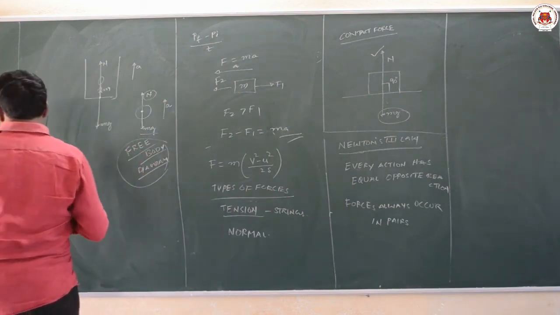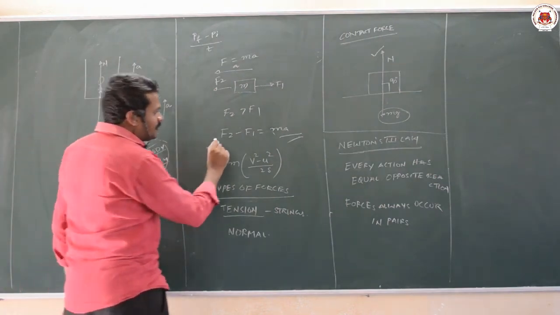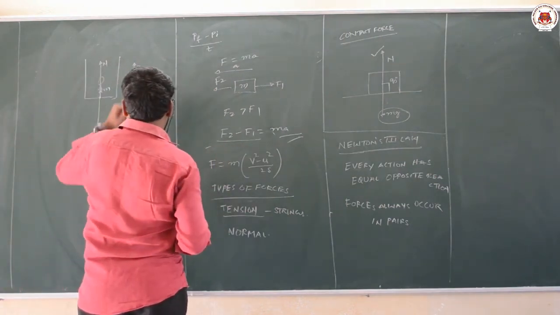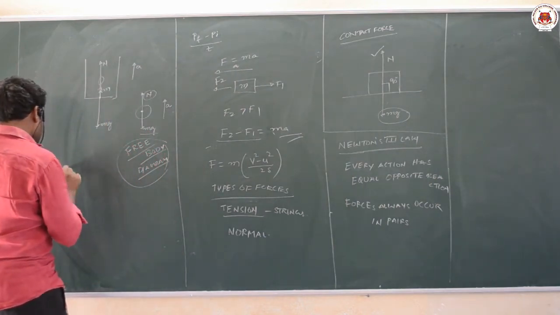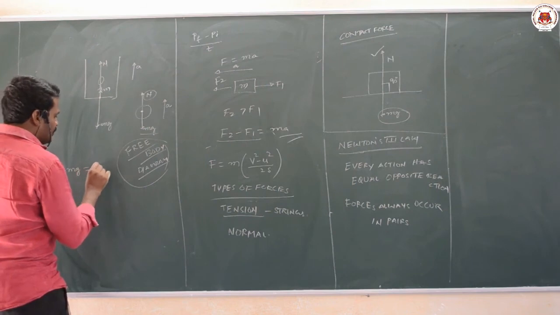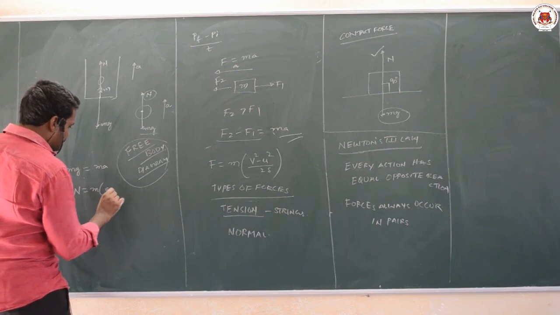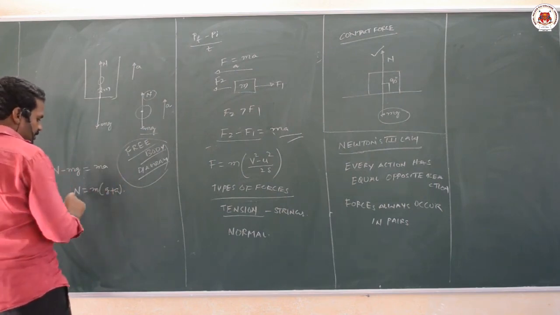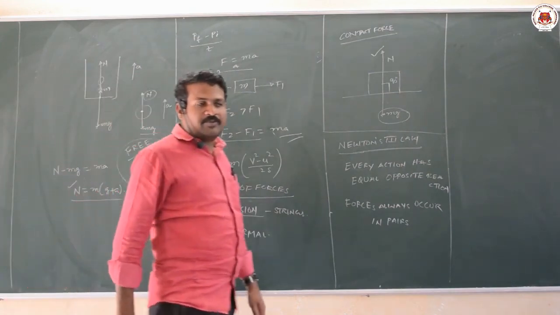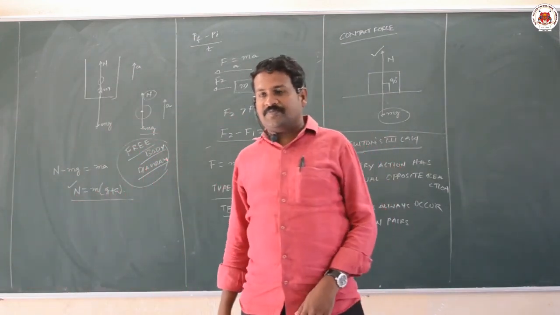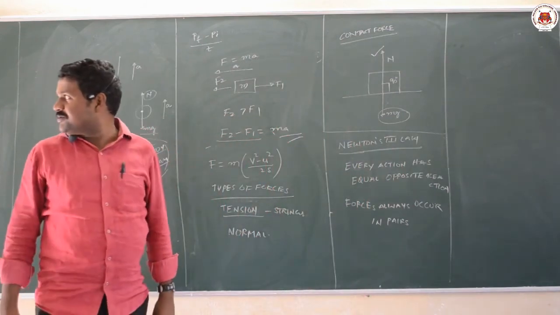According to Newton's second law, body accelerates always in the direction of net force. That means it is accelerating upwards, means N must be greater than mg. So N minus mg is equal to ma. So N is equal to m into (g plus a). This is the apparent weight of the person. The weight of the person who is moving upwards in a lift will increase.